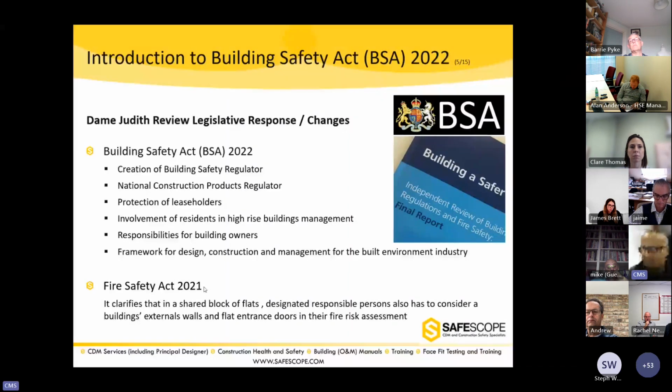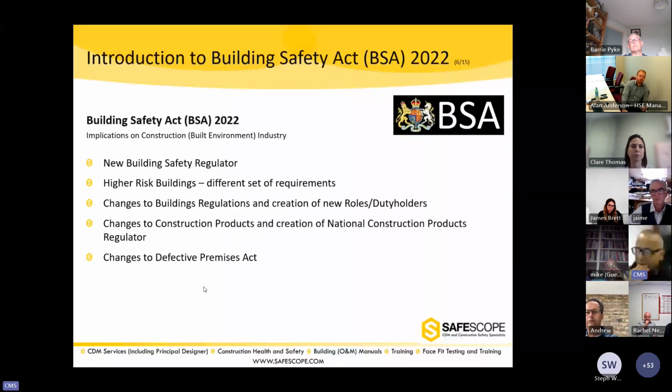Now, as a result of the Building Safety Act, as we said, I'm probably repeating myself here, but just to emphasize her message, there is the new building safety regulator, higher risk buildings with a different set of requirements, changes to building regulations, and the creation of new roles and duty holders. We'll go through in a little more detail the impact of the Building Safety Act on different regulations.